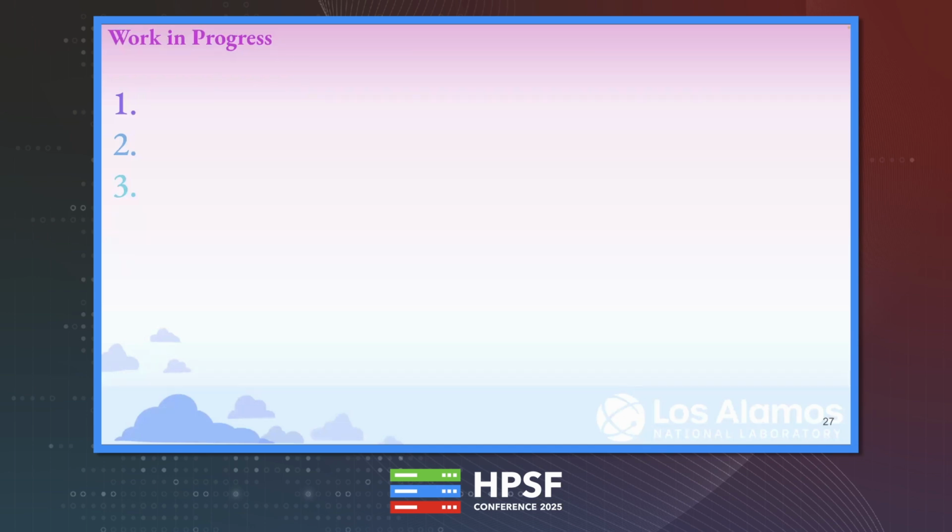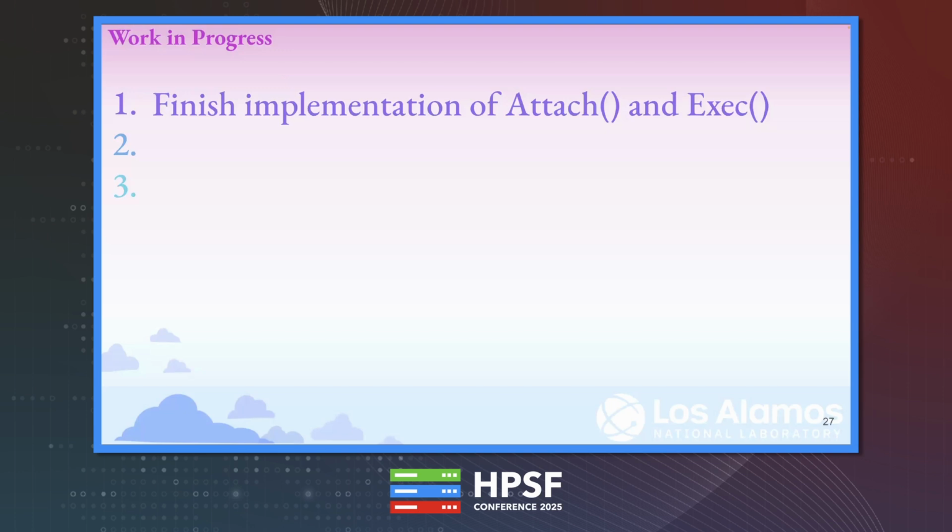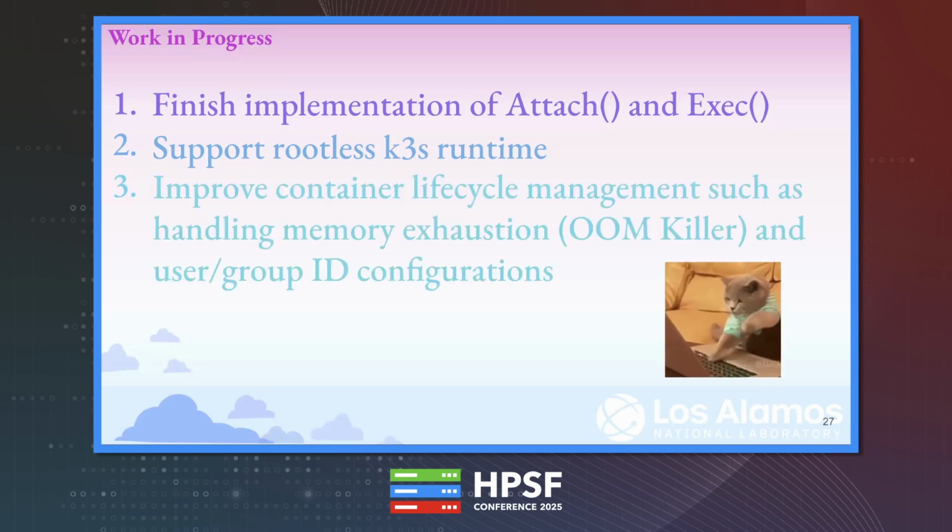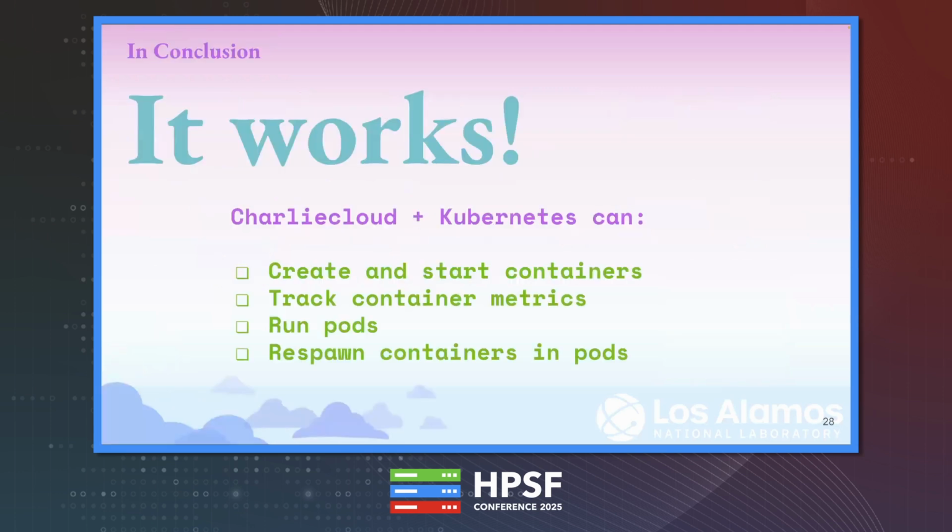There's still more to implement, such as finishing other functions, such as attach and exec. Also, we want to support running K3s rootless, because that will match with the Charliecloud philosophy of being fully unprivileged. And we also want to improve the container lifecycle, such as handling memory exhaustion and the user and group ID configurations. But overall, it works.